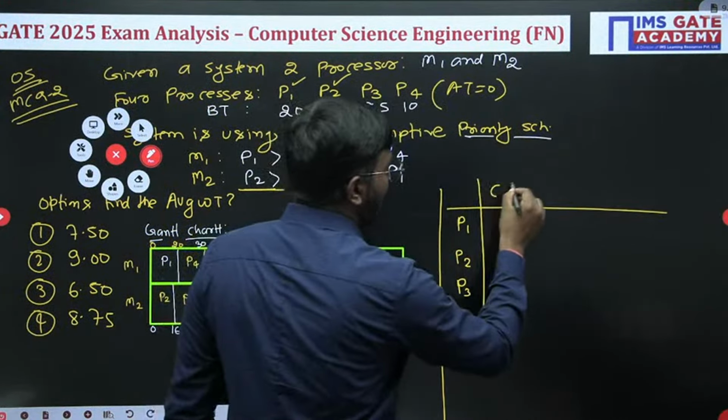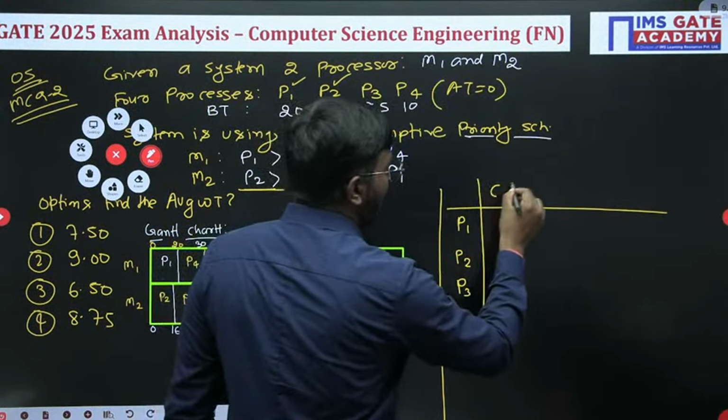Fine. So what will be the average waiting time? Average waiting time is nothing but TAT minus burst time, so let's find the TAT also. What will be the TAT? TAT will be completion time minus arrival time, and all the processes have arrival time 0, so TAT will be nothing but the same: 20 minus 0 is 20, 16, 41 and 30.